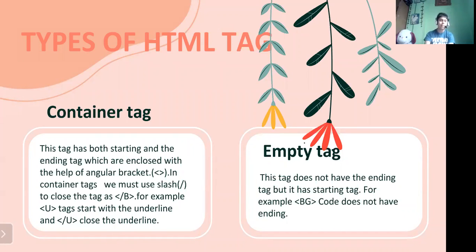For example, we will write angular bracket u angular bracket, which is the opening tag for underline, and angular bracket slash u angular bracket, which is the closing tag for underline. And empty tag. This tag doesn't have the ending, but it has only starting. For example, angular bracket br angular bracket, which does not have to end there.